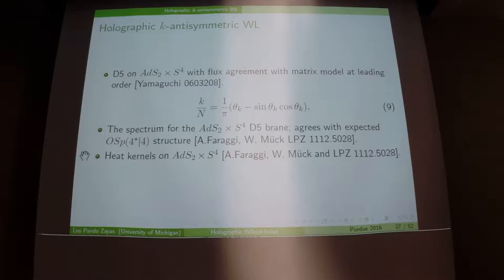The same way that for the D3 I had u_k, the radius of the S2, depended precisely on the flux. Here, if you wish, the radius of the S4 depends on k.